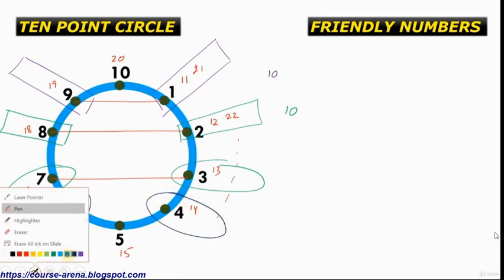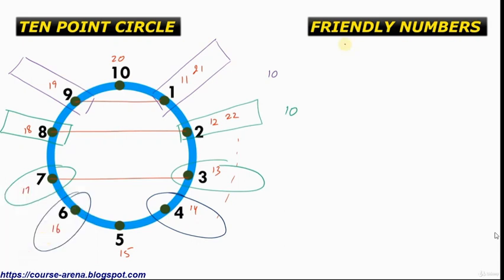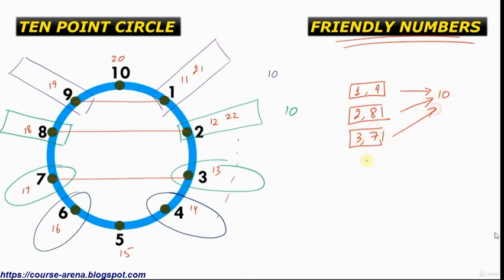Okay. And then we move on to the next part, that is what are friendly numbers. So these numbers are called friendly numbers, that is 1 and 9 are called friendly numbers, 2 and 8 are called friendly numbers because they add up to give us a multiple of 10. 3 and 7 will be called friendly numbers and similarly 4 and 6 will be called friendly numbers.